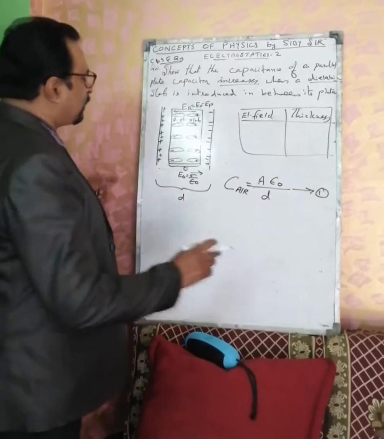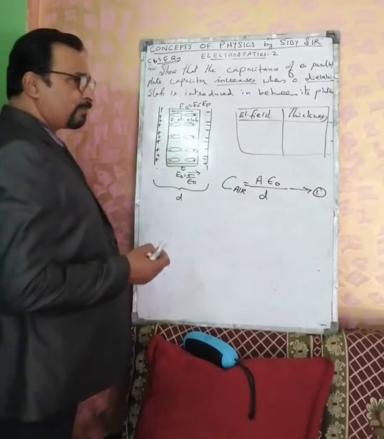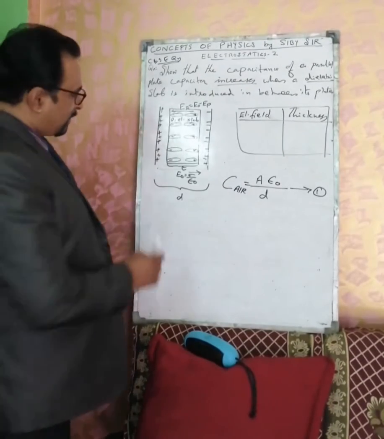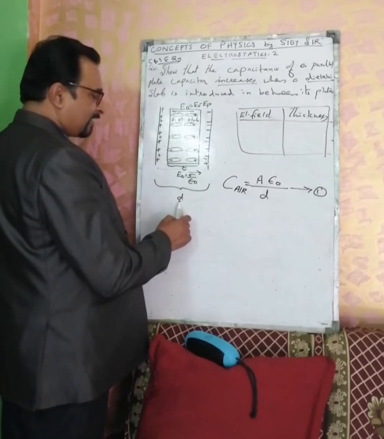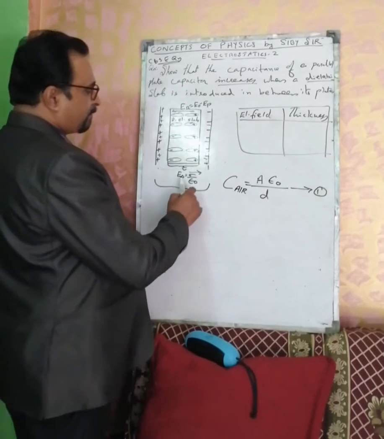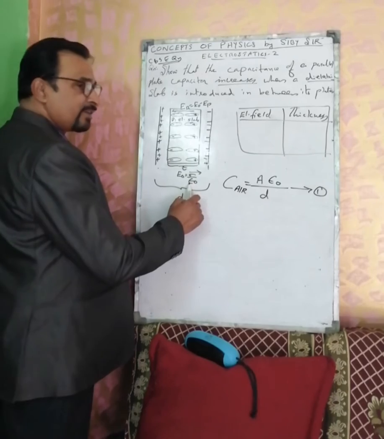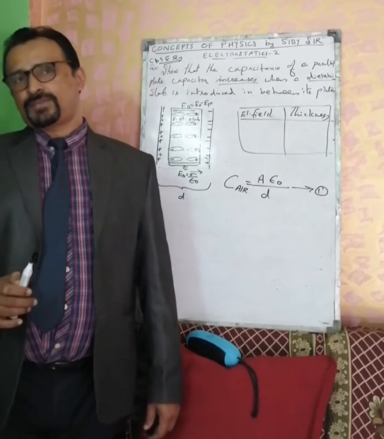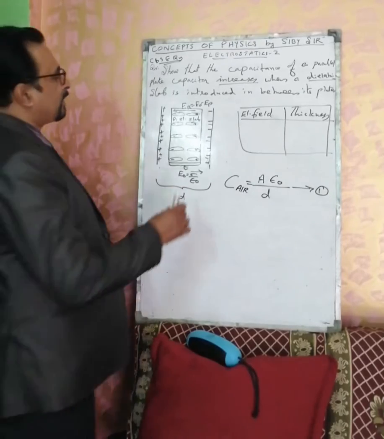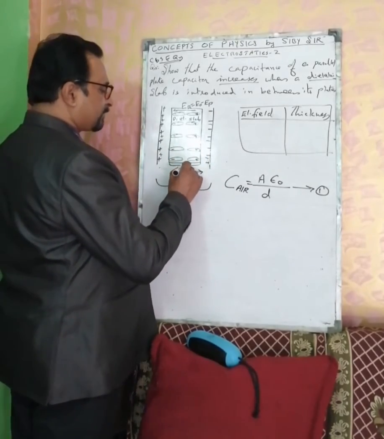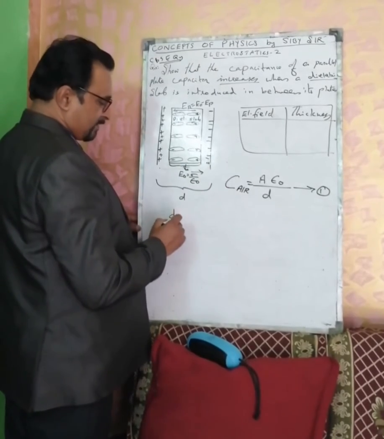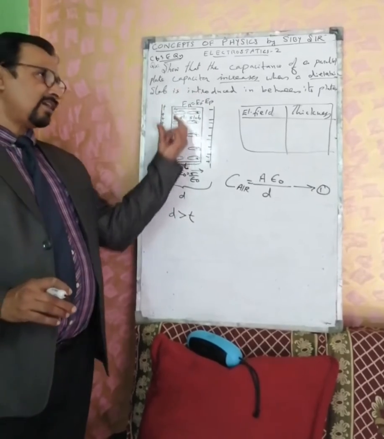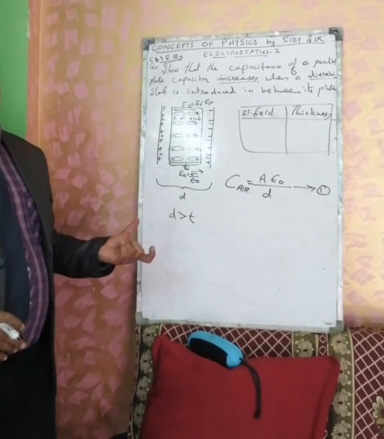In a capacitor there is a positive plate and a negative plate. The magnitude of the positive charge and the magnitude of the negative charge are equal. The distance between the plates is D. The uniform electric field between the plates, E naught, is equal to sigma by epsilon naught, and it acts from the positive plate to the negative plate. In this situation, we are introducing a dielectric slab of thickness T. Definitely T must be smaller than D, then only we can introduce this dielectric slab in between the plates of this capacitor.